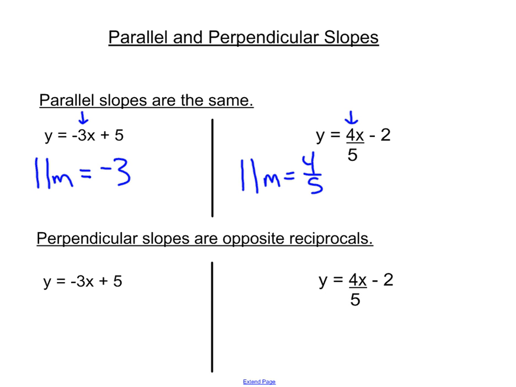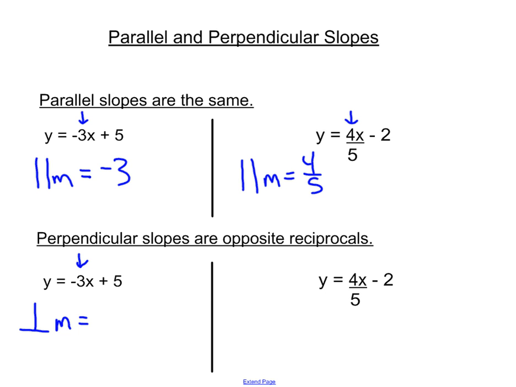Now, perpendicular slopes are opposite reciprocals, and there's two things that we have to do. So once again, my slope is -3, and the symbol for perpendicular is an upside down T. Whenever we do perpendicular, the first thing we have to do is the opposite. Opposite means to change the sign. So if my slope is a -3, then the opposite is going to make it positive. So I know my perpendicular slope is going to be positive. And then we have to take the reciprocal.